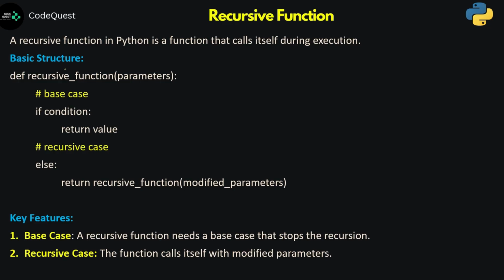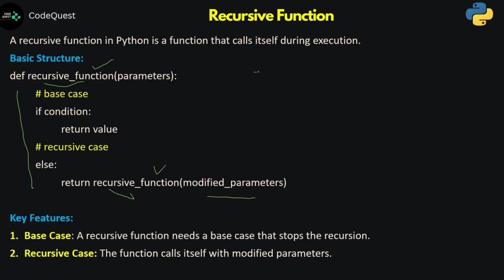Now let's see what is the basic structure of a recursive function. We start as usual with the def keyword followed by the function name and some parameters. And here we write some condition, and the condition is nothing but called your base case. So we write an if, some condition, return some value. And then in the else part, I am going to write the recursive case where we are going to call the same function once again within this body. So this is completely the body of the function. Inside this function, we are going to call the same function with some modified parameters.